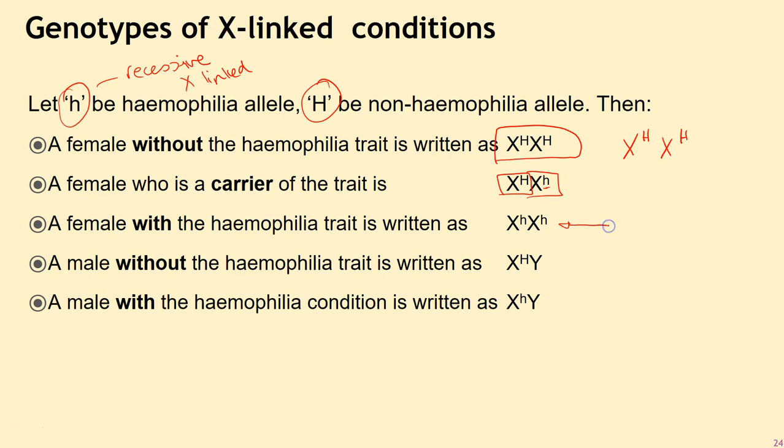The rarer combination is where we end up with a female that has two recessive alleles, one on each X chromosome. This female will be affected by hemophilia. So a man without hemophilia can only have one genotype, that is the X with the non-hemophilia allele. And then a male with hemophilia will have the X chromosome with the hemophilia recessive allele on the X chromosome, remembering that the Y doesn't provide us with any genetic information for hemophilia.